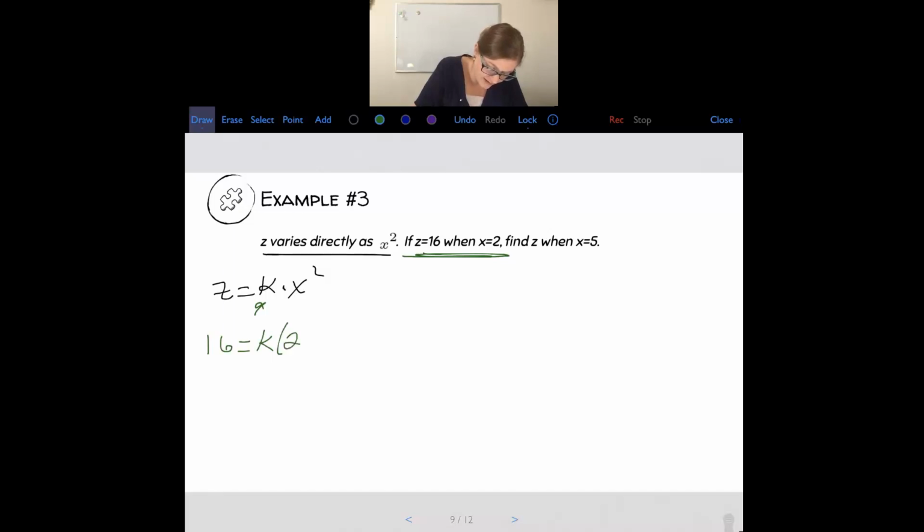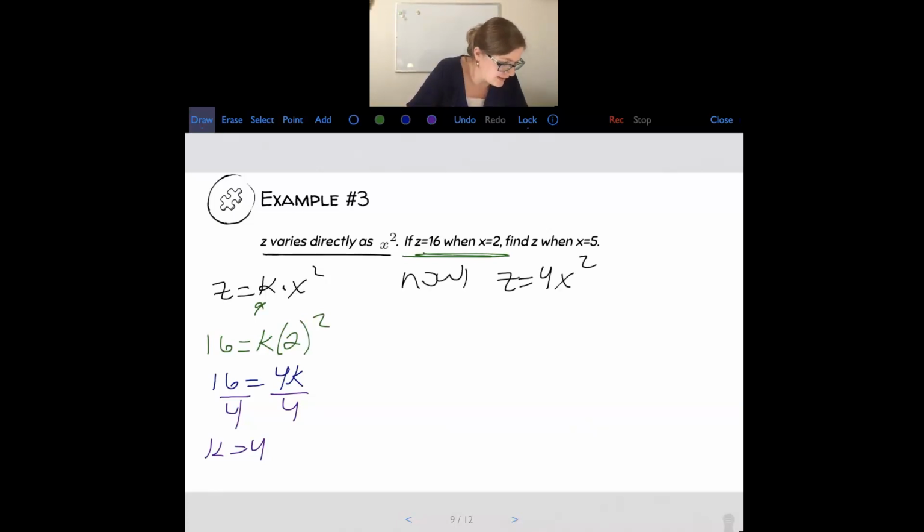So put 2 in, put it in parentheses, and we're going to square it. So now we have 16 is equal to 4k. And we can divide both sides by 4. And this is going to give us k equals 4. Okay, k equals 4 because that's what we found, not because of the 2 squared. That was just part of it. Okay, so now we have z is equal to 4x squared.